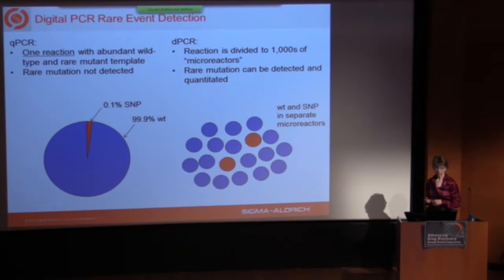Digital PCR is basically the partitioning of one qPCR reaction into thousands of microreactors. And why is this useful? It's useful because in qPCR, when you have one reaction with an abundant wild-type template and then a rare mutation, you will not detect that rare mutation above the wild-type background. But with digital PCR, because you compartmentalize that template into its own microreactor, it can be detected and quantified.